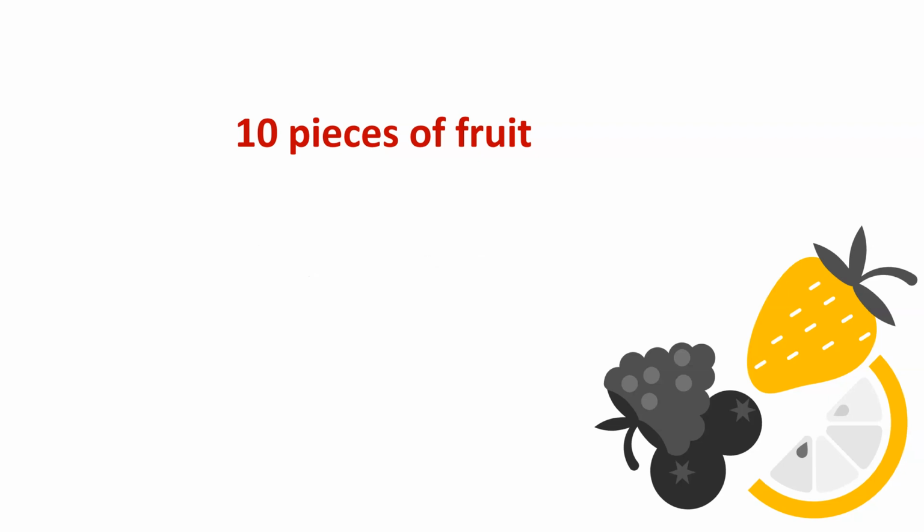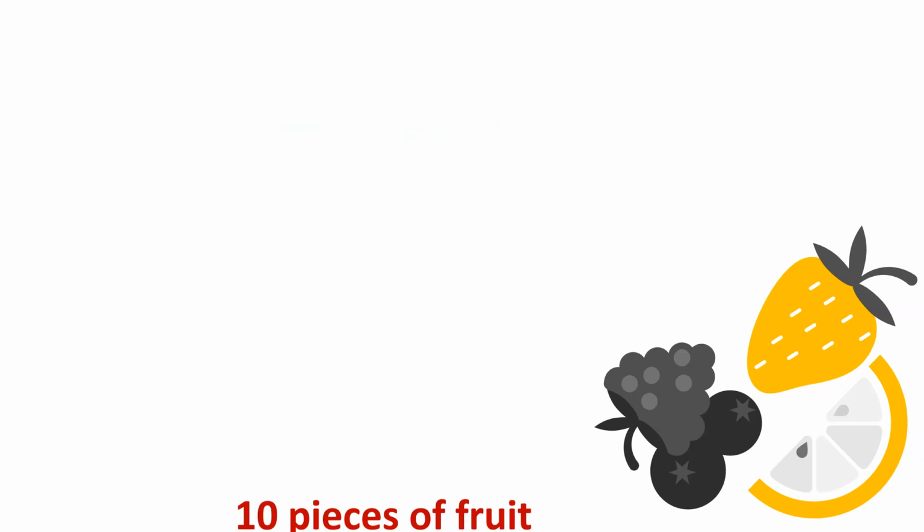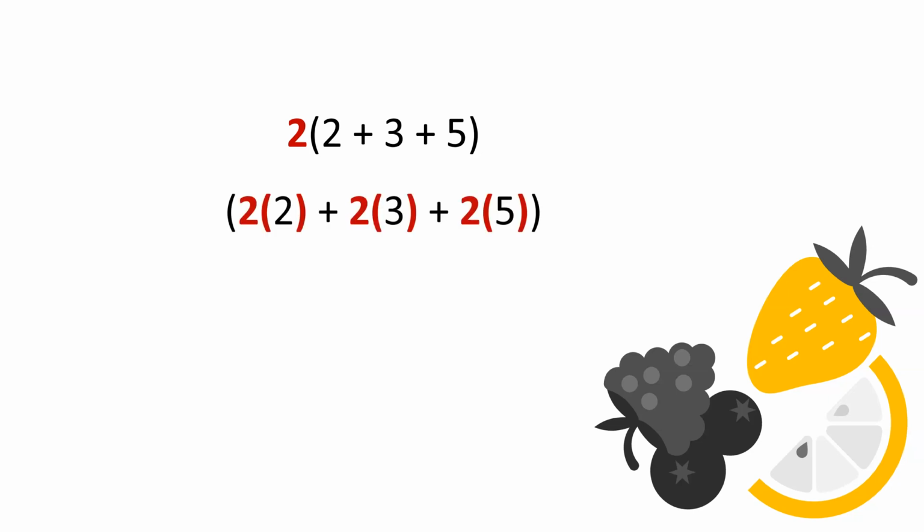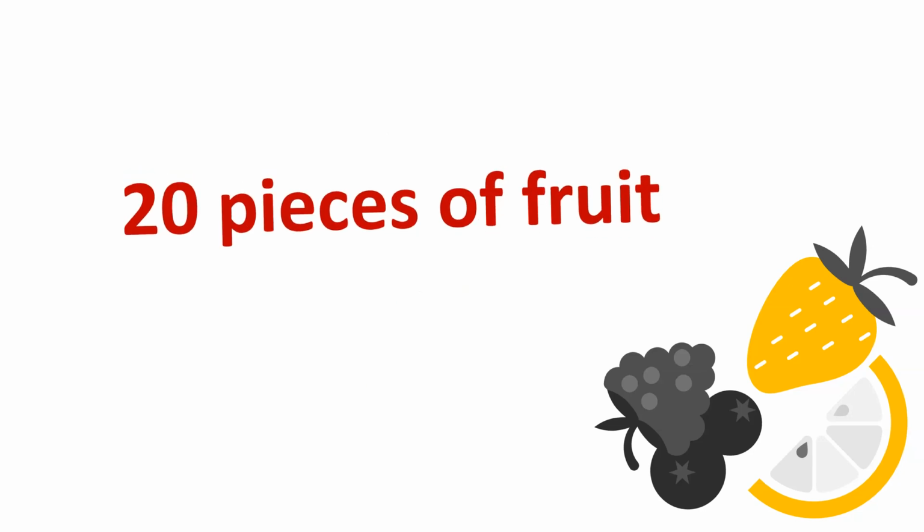Now, let's say we got a little more specific with our 10 pieces of fruit. So we still have 10 pieces of fruit, but we know that those 10 pieces were 2 lemons, 3 bananas, and 5 strawberries. But what if we still want to double our fruit? Luckily, as long as we're careful and make sure to double every type of fruit, we should end up with the same result. So if we double our 2 lemons, double our 3 bananas, and double our 5 strawberries, we should end up with the same 20 pieces of fruit. And this is a great example of how the distributive property works.